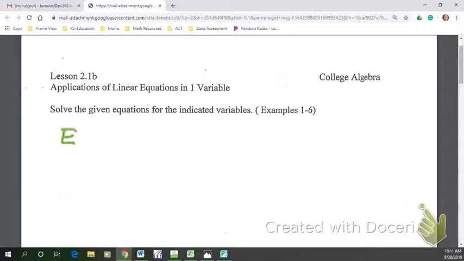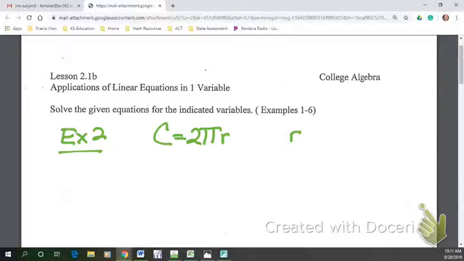Example 2, let's take the formula C is equal to 2 pi r, and let's solve it for r. Anybody know what that formula is? That's circumference. You should know that one. That one's a geometry formula. Circumference is equal to 2 pi r.